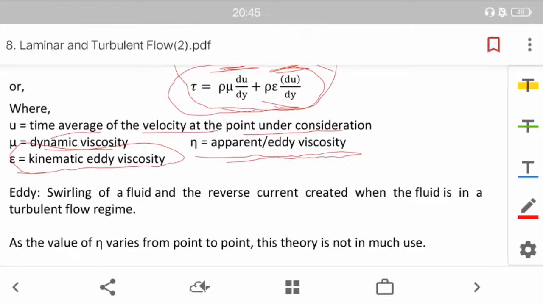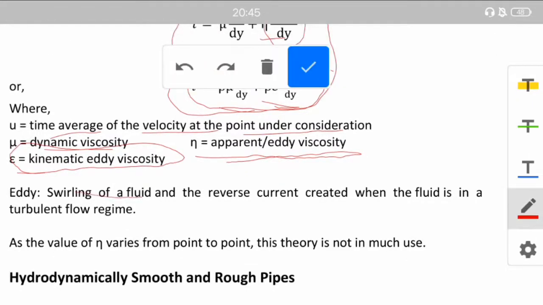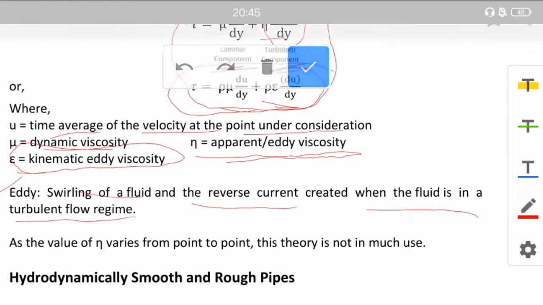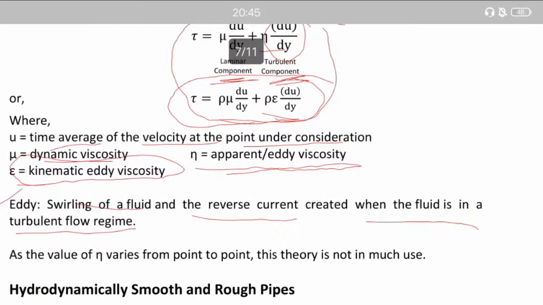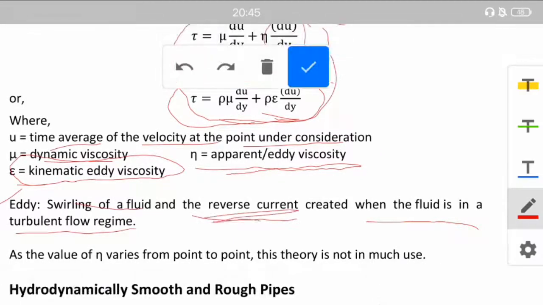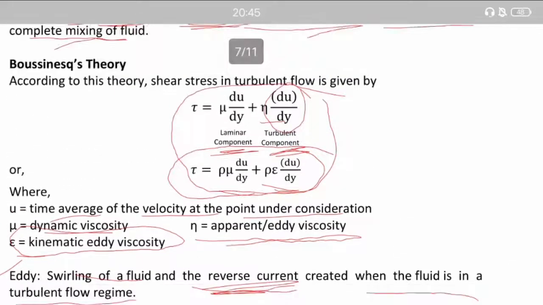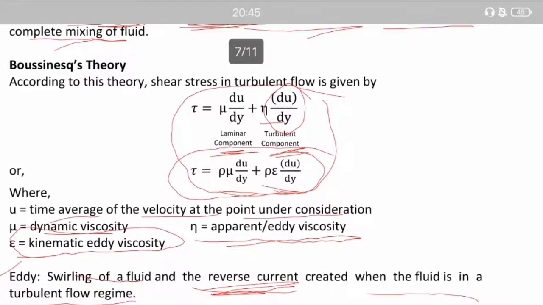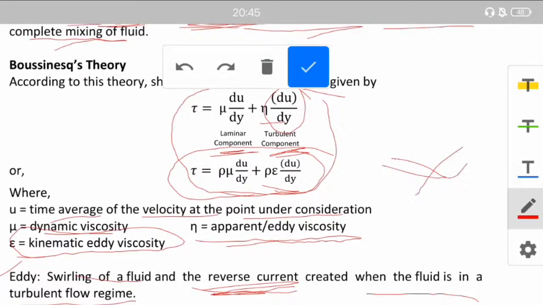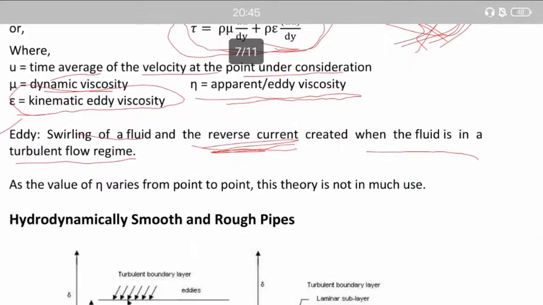So what is an eddy? Eddy is the swirling of a fluid and the reverse current created when the fluid is in a turbulent flow regime. So we know there are many such reverse currents that occur when we are having a turbulent flow, because the layers keep on mixing and the flow is very haphazard. So therefore we will find many eddies or reverse flows in turbulent flow.